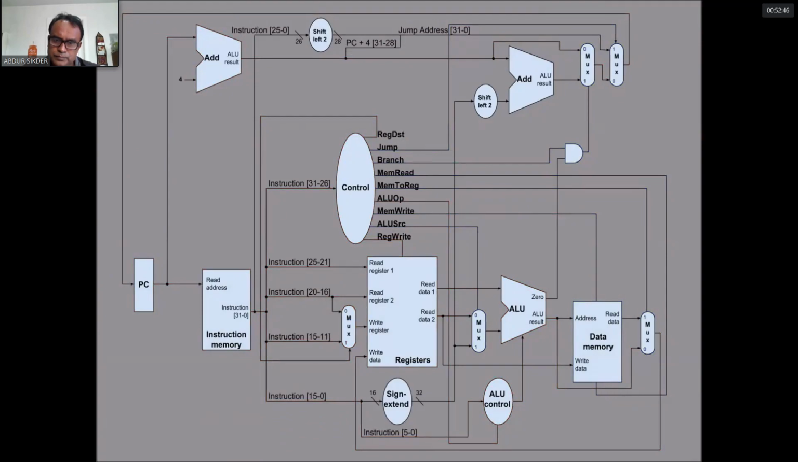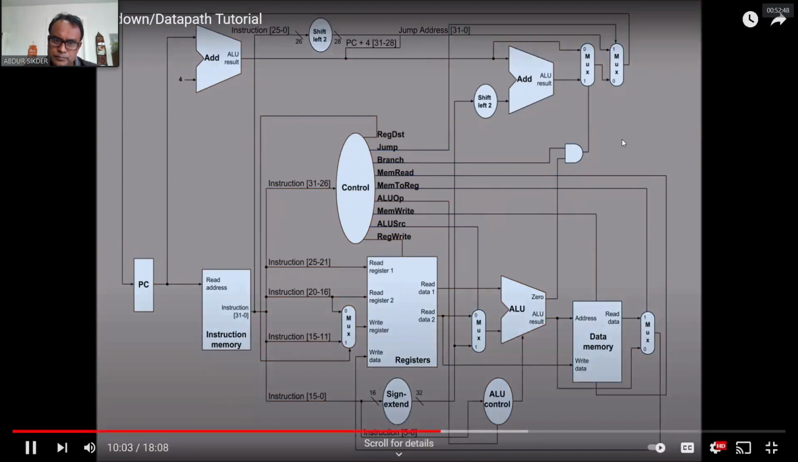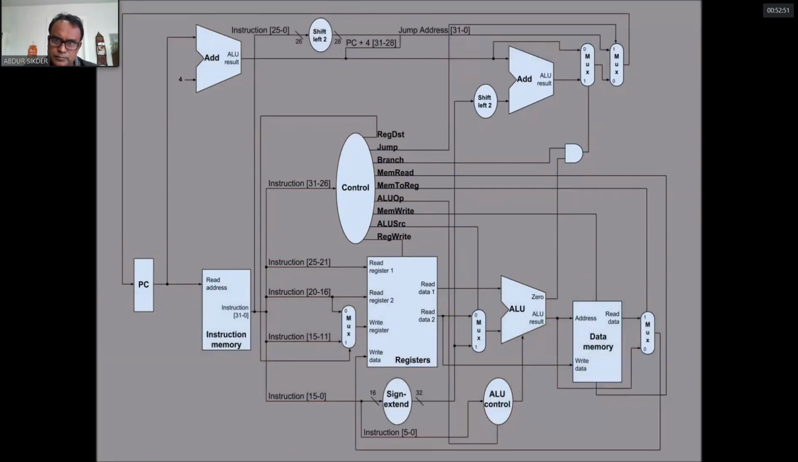We will now look at a different type of instruction to see how the hardware handles it differently. Let's look at a jump or jump to label.